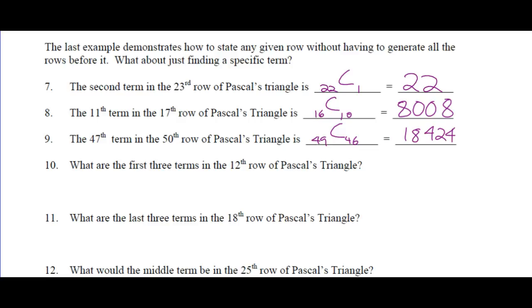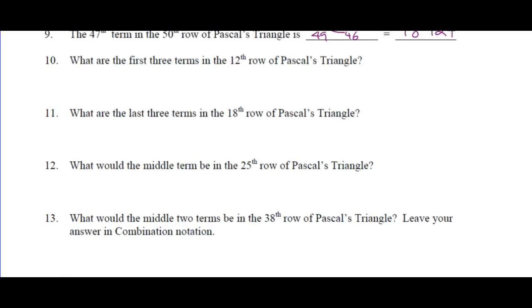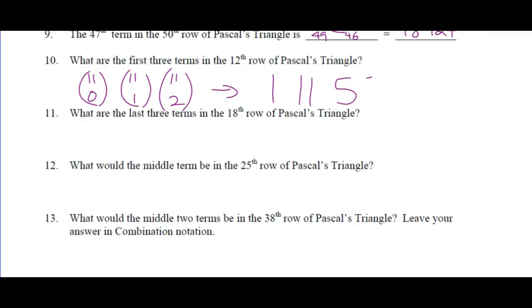What are the first three terms in the 12th row? Yeah, so we're going to start off by saying 11 choose 0. I'm going to default to bracket notation now because it's just a bit easier. So it's 11 choose 0, 11 choose 1, 11 choose 2, and then you could list those. 11 choose 0 is 1, the first term in any row is always a 1. 11 choose 1 is 11, and 11 choose 2 is 55. Okay, so 1, 11, 55.